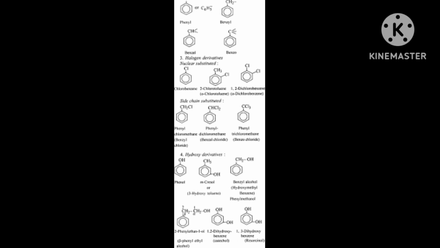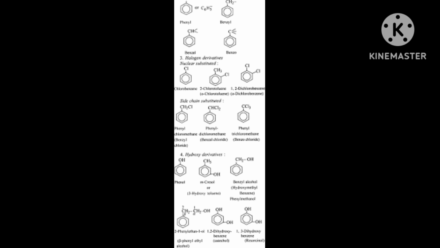Now another example. With benzene, an NO2 group is attached. Then it is called nitrobenzene, because a nitro group is attached. And one more example: if bromine is attached to benzene, then it is called bromobenzene. I have given 5 examples and told you the names of these 5 compounds.